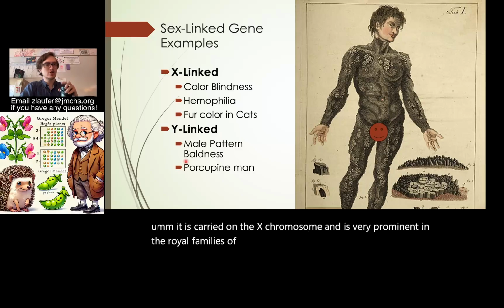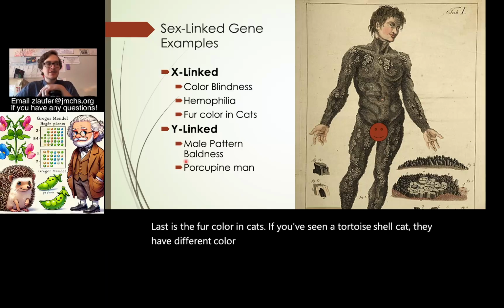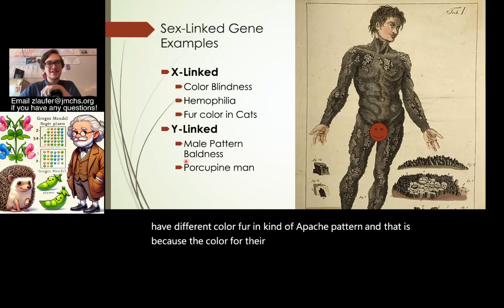Last is the fur color in cats. If you've seen a tortoiseshell cat, they have different color fur in kind of a patchy pattern, and that is because the color for their fur is on the X chromosome. They have 2 copies. All tortoiseshell cats are girls.